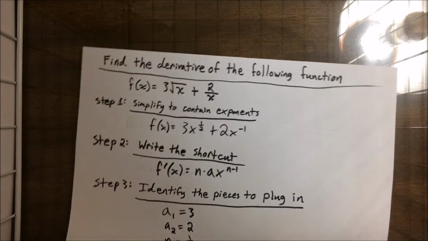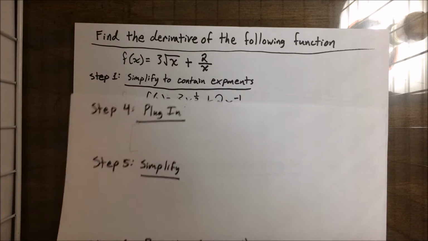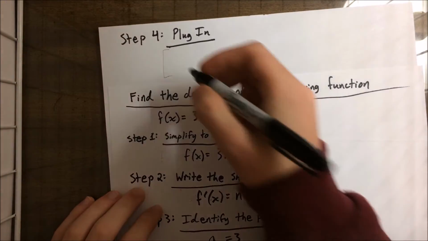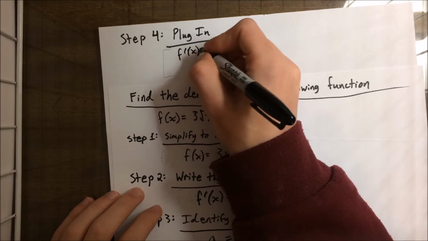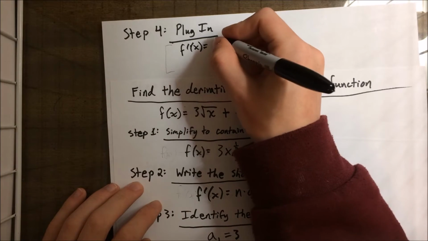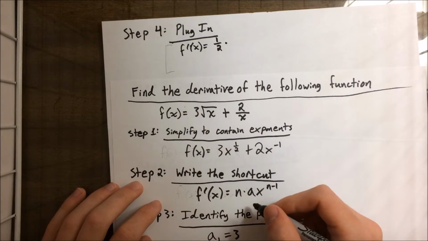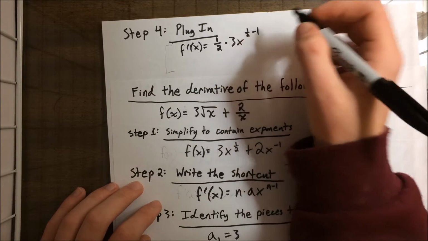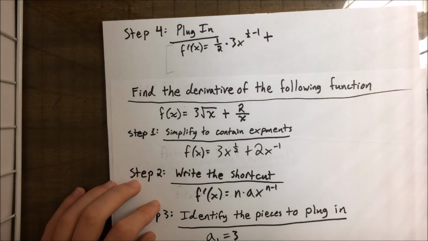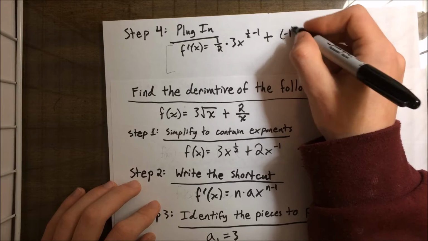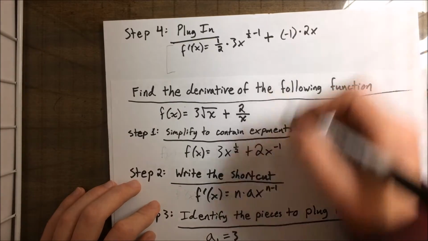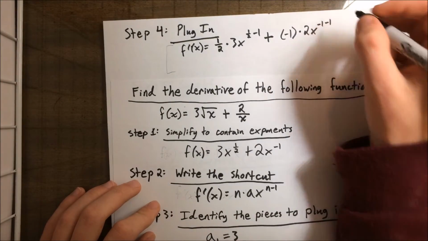Okay, so step 4 is to plug in. So let's take, so f prime of x is equal to n1, so 1/2 times a1 is 3, x to the n1, so 1/2 minus 1, plus n2, negative 1, times a2 is 2, x to the n2, negative 1 minus 1.